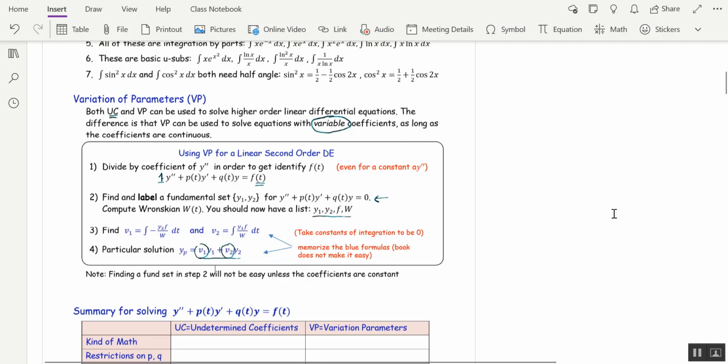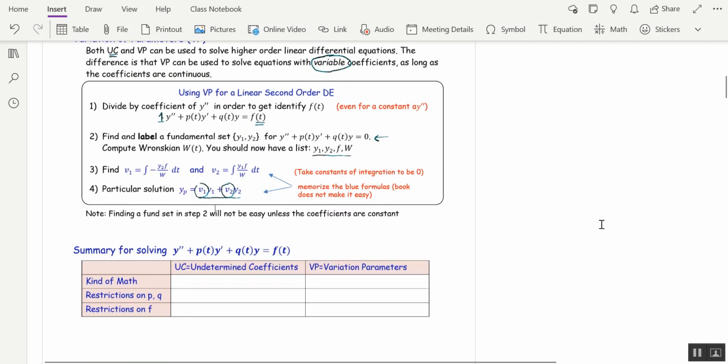All right, and so even though we haven't started, we're going to look at a summary of the 2 methods here for solving a second order differential equation. So UC is undetermined coefficients, VP is variation of parameters. First, the kind of math that the method requires. Well, UC we've seen requires a lot of algebra. Variation of parameters is going to require, as we'll see, a lot of calculus.